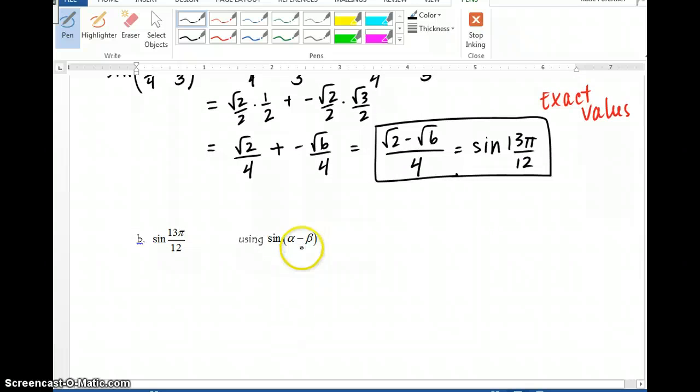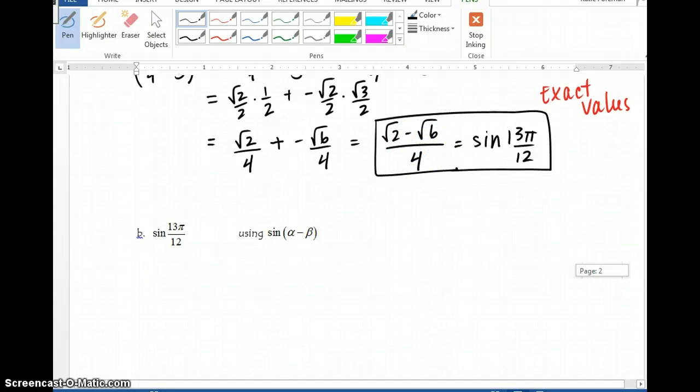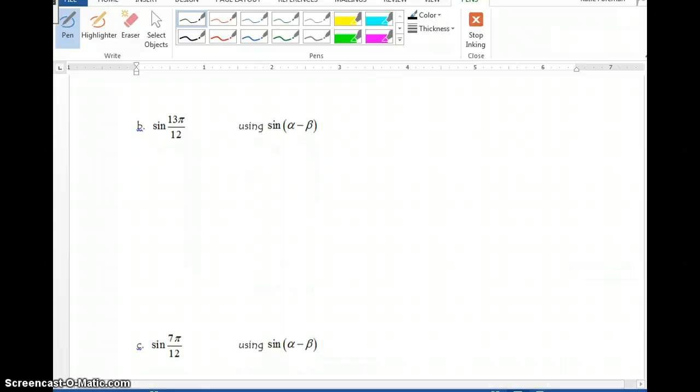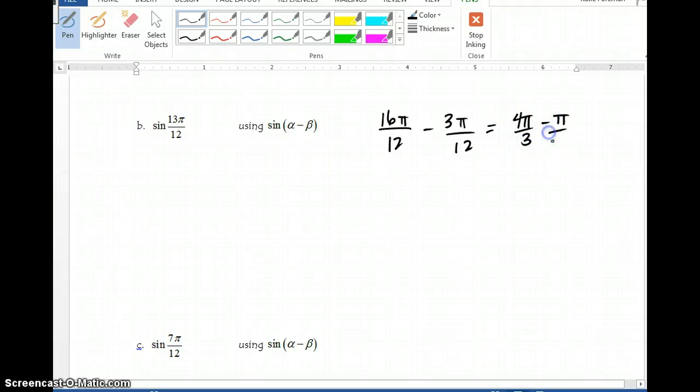Sine of 13 pi over 12 using the difference formula. Now we already know what our answer should be. It should be square root of 2 minus square root of 6 all over 4. We're just going to prove it using the other identity. So now we need some angle measures that subtract to 13. So I could do 16 pi over 12 minus 3 pi over 12. 16 minus 3 gives me my 13. When I reduce these, dividing the first by 4 would give me 4 pi over 3 minus pi over 4. So this one will work.